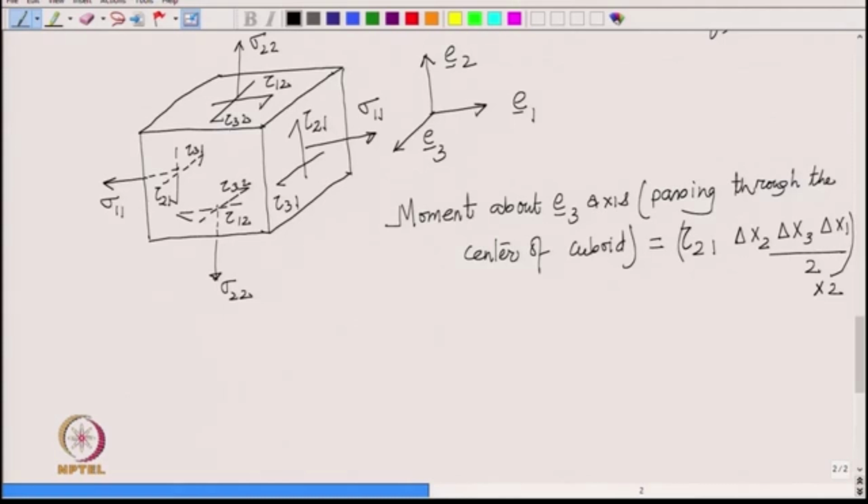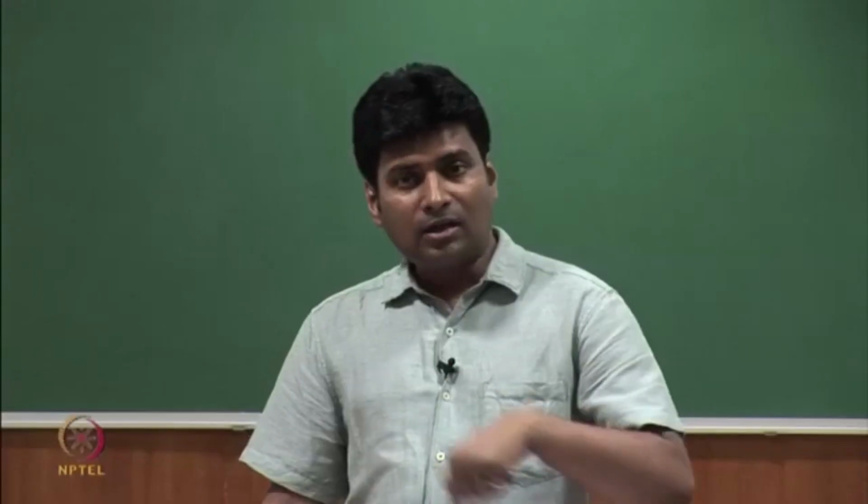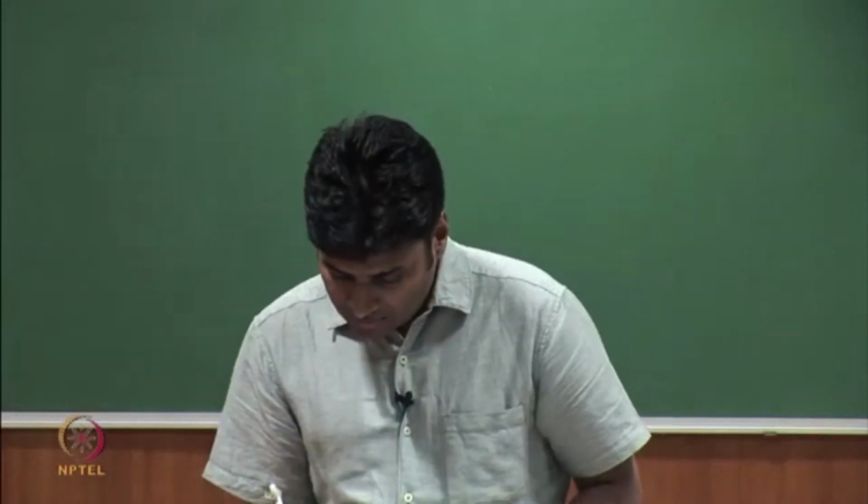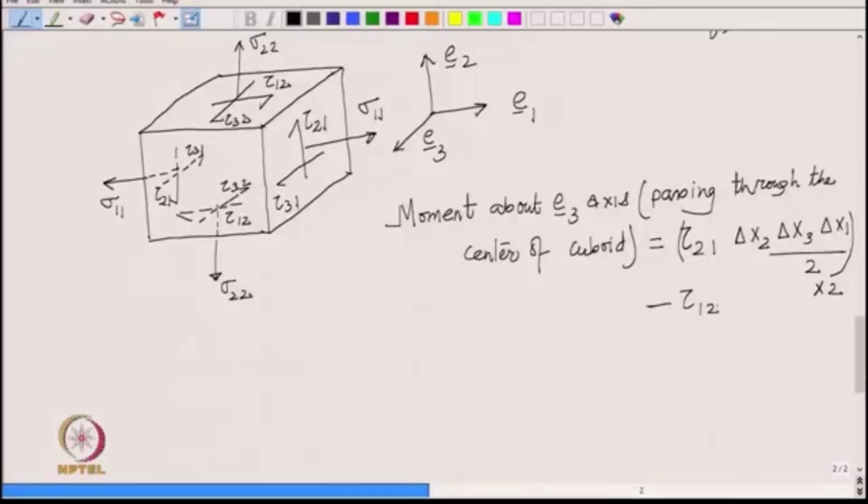And similarly we have contribution due to tau 1 2. You see the tau 1 2, in which direction does it contribute? It contributes along the negative E 3 direction, the sense is in the negative E 3. So, it comes with a minus sign, minus tau 1 2 times delta V.